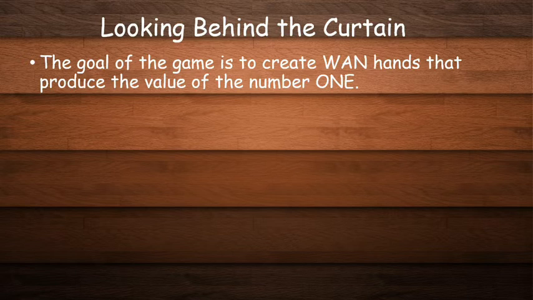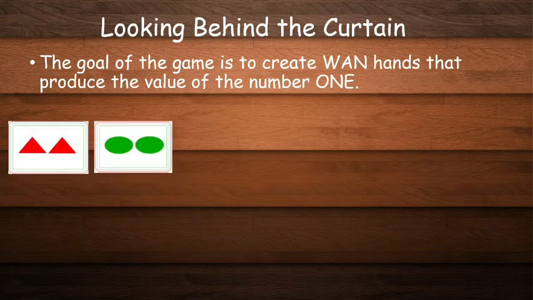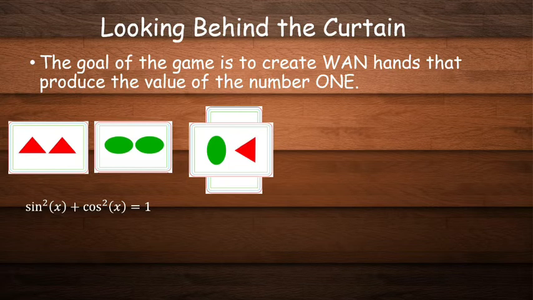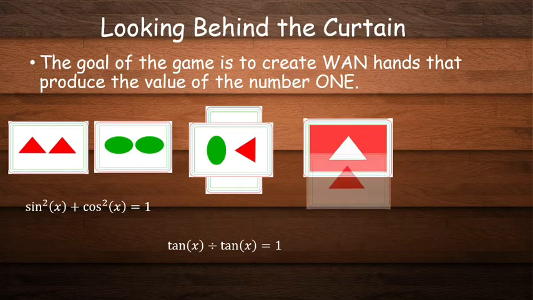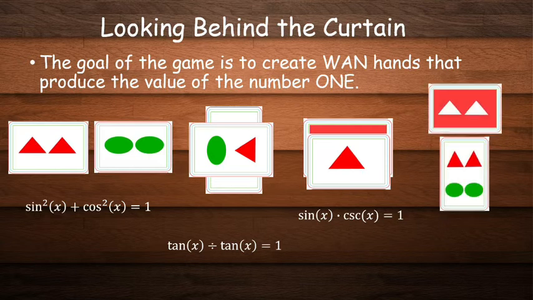And it was all because of my wife. What do you guys think this is going to represent? Sine squared plus cosine squared. Yeah. This one right here. Now, I will have to say that it's reverse of what you think. This is actually going to be tangent divided by tangent. Okay. This is going to be sine times cosecant. And this is cosecant squared minus cotangent squared.